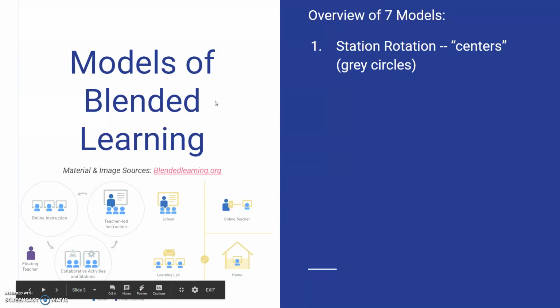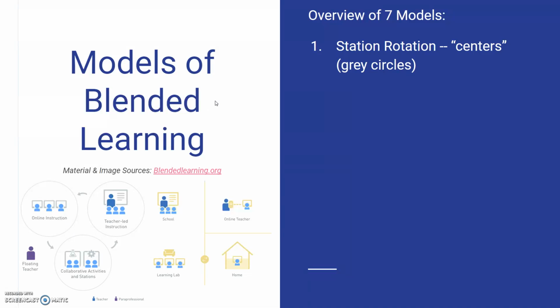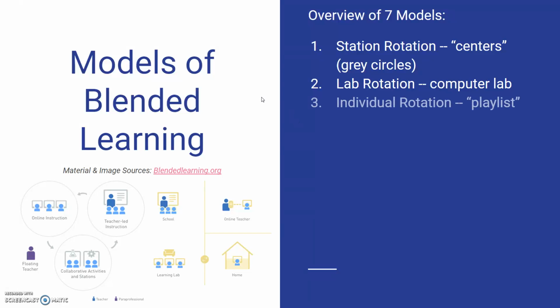This has a station with teacher-led instruction in the classroom, but also separate stations for computer learning and collaborative activities. Second, there's a lab rotation, which very much mirrors this first style, except in the online instruction stage or station, the students may rotate out of the classroom to a freestanding computer lab or library media center. This allows the school to leverage its technological infrastructure a little better.